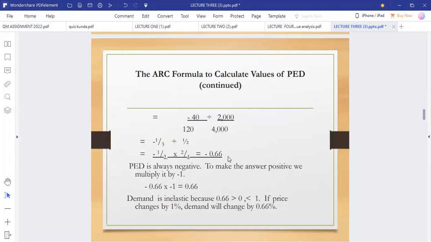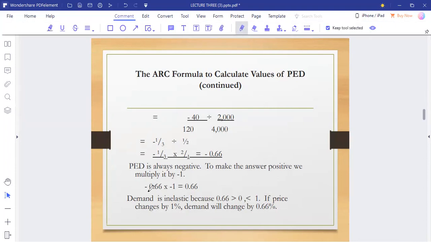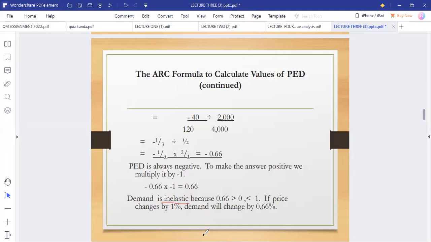It means if price changes by 1%, demand will change by 0.66. So demand there is what? Inelastic. Are we together? And here will be what? Inelastic. Are we together? Yes, sir.